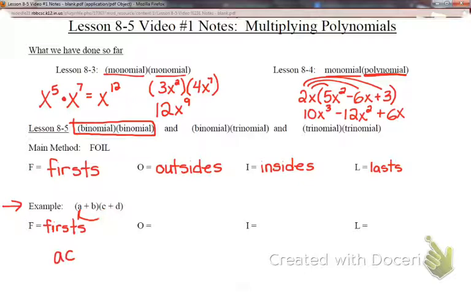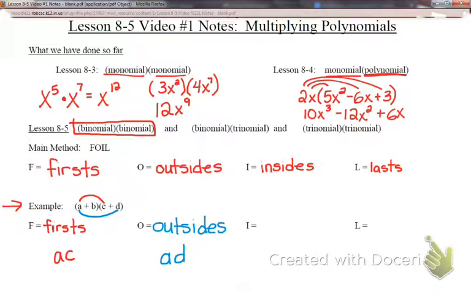I actually want to do this a little bit differently up here. I'm going to show it like this above. A times C. Okay? That's your firsts. I'm going to color code it here and change colors for the O. The O, remember, is your outsides. Okay, look up at the original problem. The outside terms are the A and the D. The outside terms, the ones on the very first term and the very last term. So those are the outsides. A times D gives me AD.